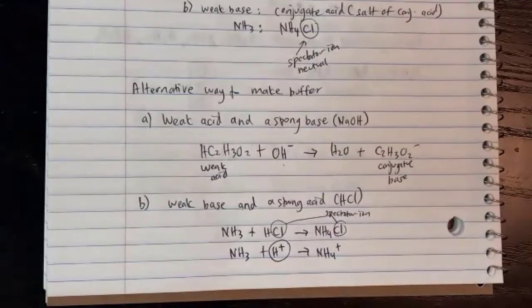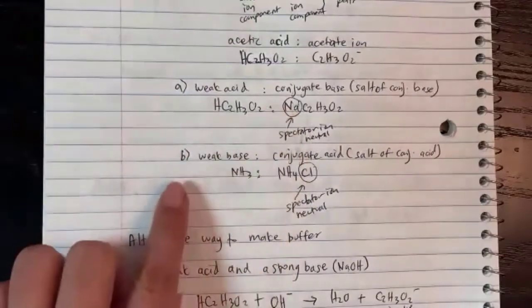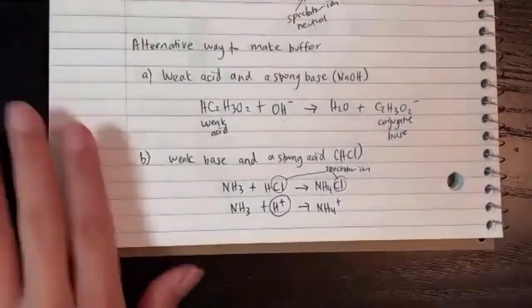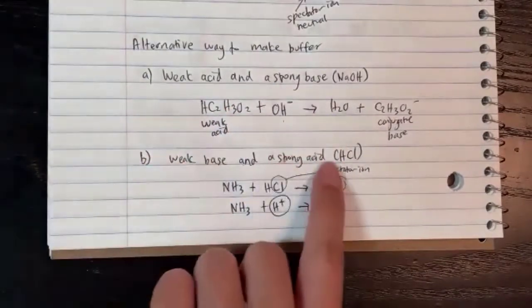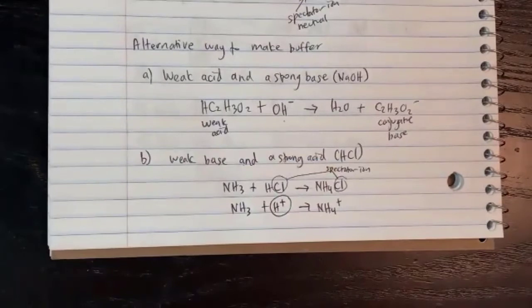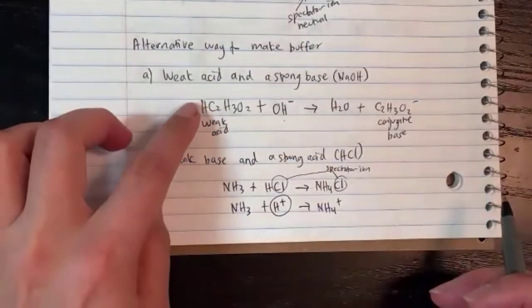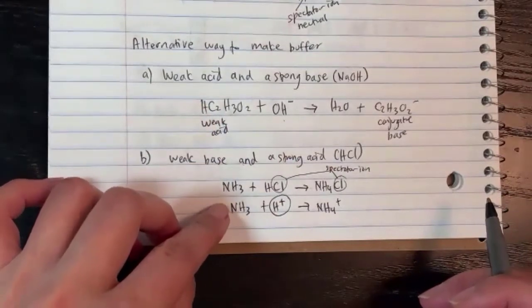So yeah, you can make buffers using two different ways. The most common way is actually to mix the acid and the conjugate base, or base and the conjugate acid right away. If you don't have the conjugates, you can use the weak stuff, pair it with a strong base or strong acid, and you can create a buffer situation. In this case, you're sacrificing some of the weak acid, or in this case, some of the weak base.